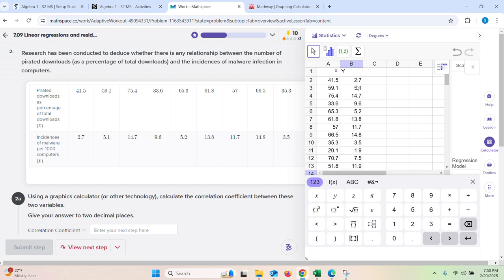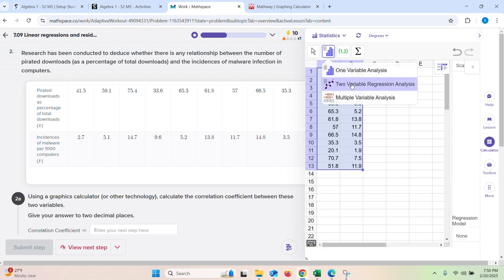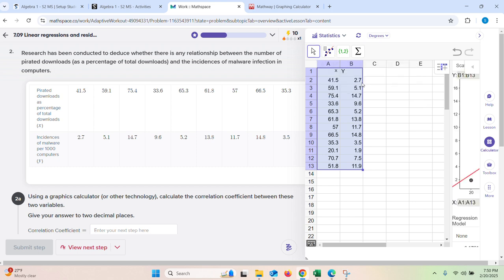Okay. Once you have that in, you're going to highlight it. So you're going to come up here, you're going to click on this cell, and you're going to hold down your left mouse key, and you're going to select all of this, 11.9, okay? Once you have that highlighted, that's the data. You're going to hit this thing right here. This is a chart icon. Okay? We're doing regression, linear regression. So we want to click on this.